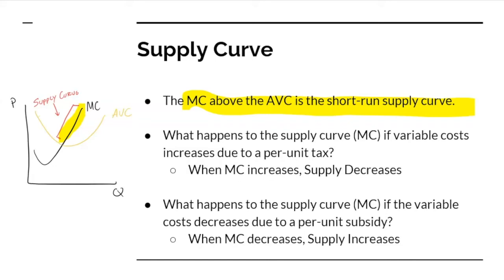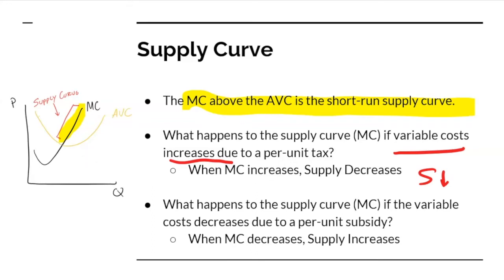Why? The next two bullet points are the examples. What happens to our supply curve or our marginal cost curve if variable cost increases due to a per unit tax? We know from unit 2 that our supply would actually decrease, because we're enacting a tax. Here, our marginal costs are going to increase. The cost of producing these goods is going to increase because of the per unit tax, so our supply is going to decrease. So it acts just like a supply curve would.